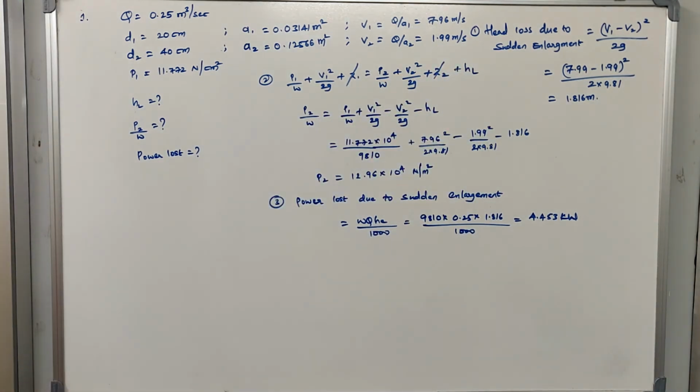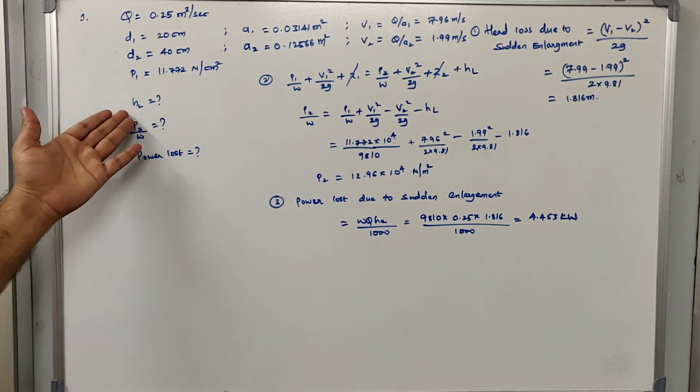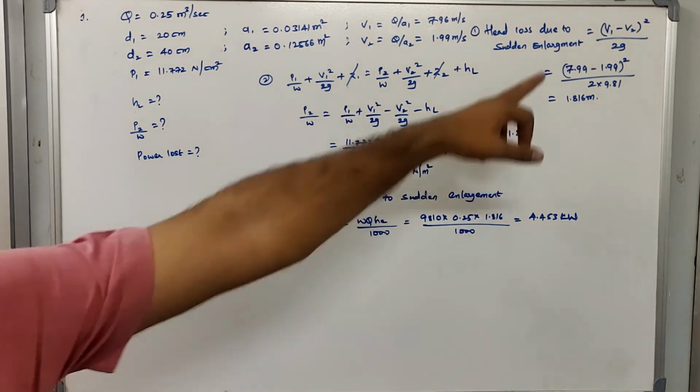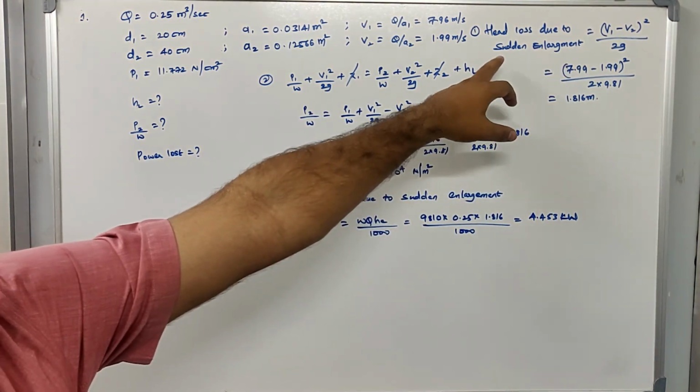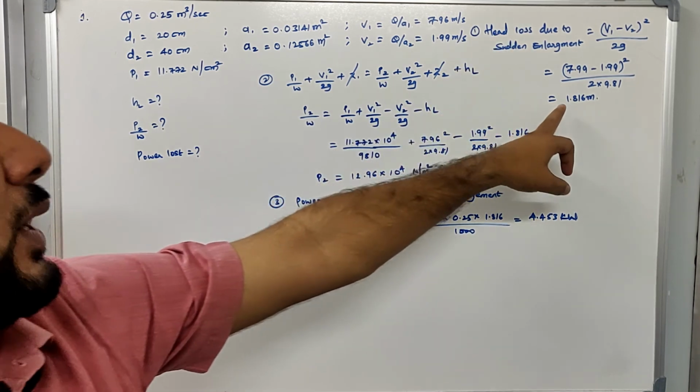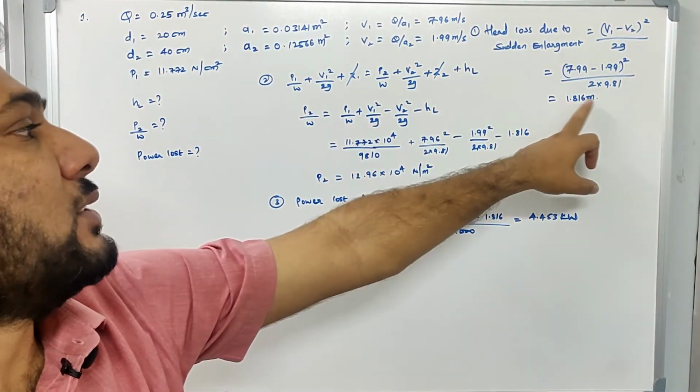Once you calculate this, the next step is to solve the head loss due to sudden enlargement. We know the equation of head loss due to sudden enlargement, which is V1 minus V2 whole square divided by 2G. So substitute V1 and V2 in that equation and determine the head loss. The head loss is 1.816 meter.